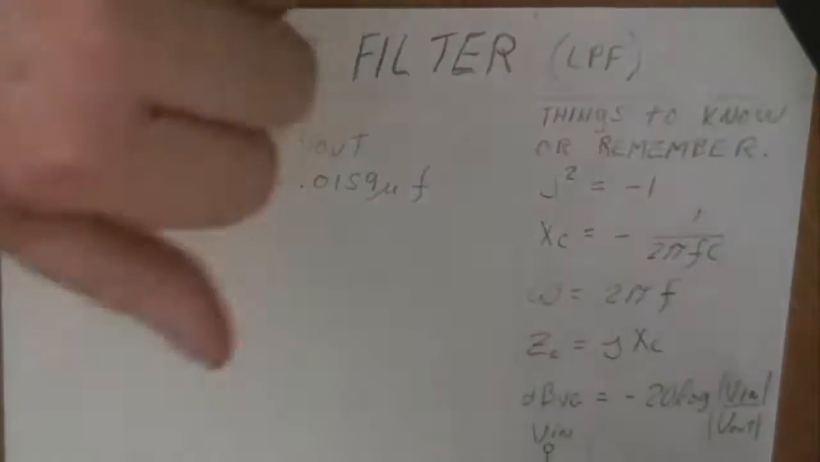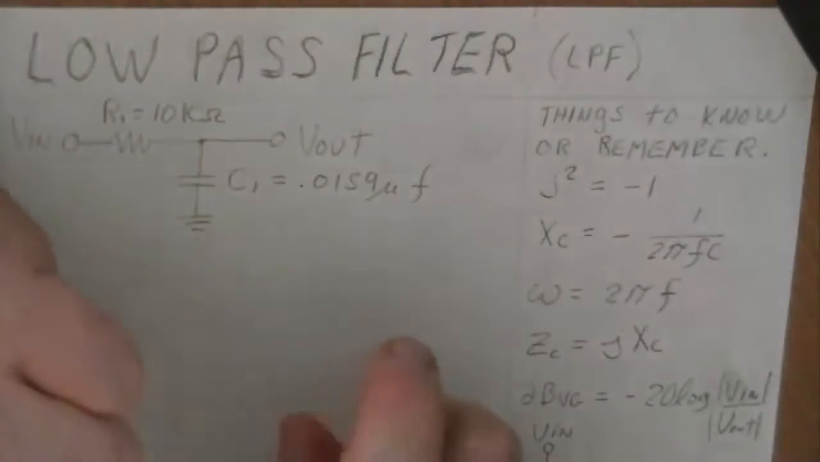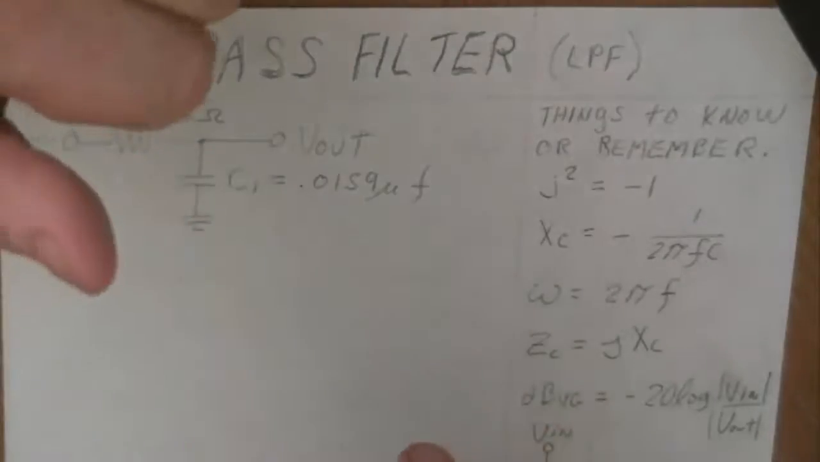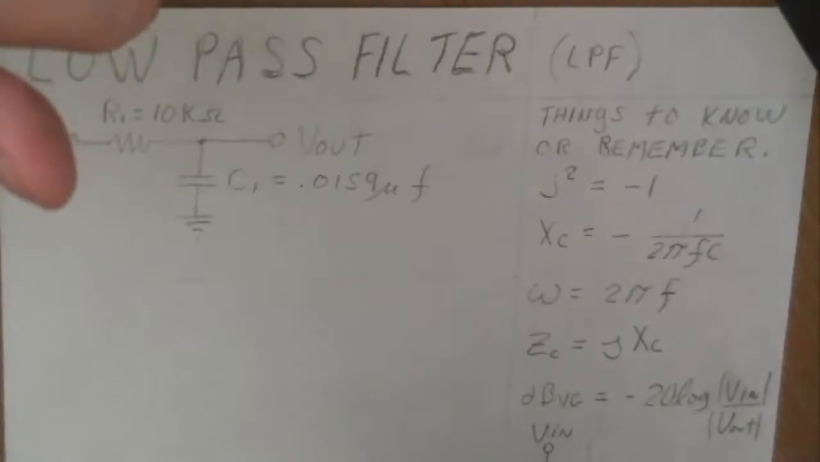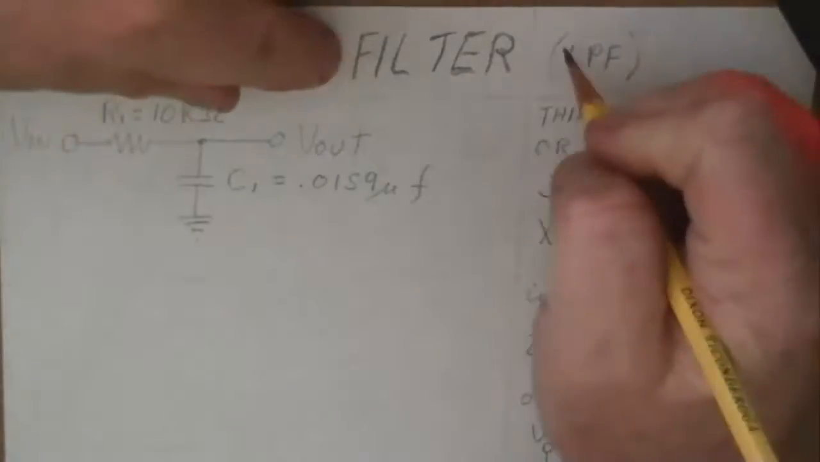This is going to be a mathematical derivation of a simple single-pole passive component low-pass filter where R1 is equal to 10 kΩ and C1 is equal to 0.0159 microfarad.